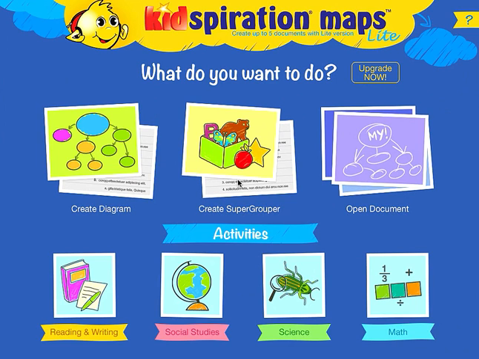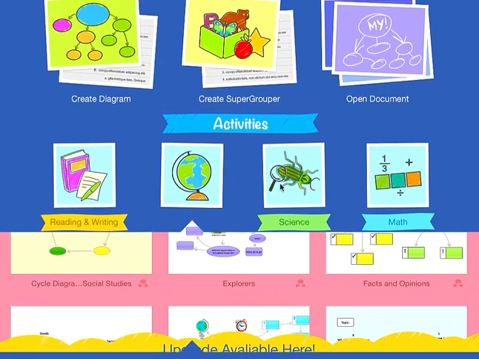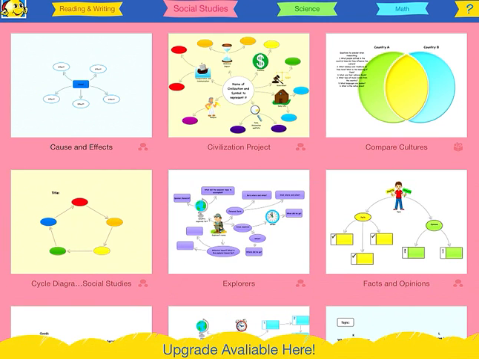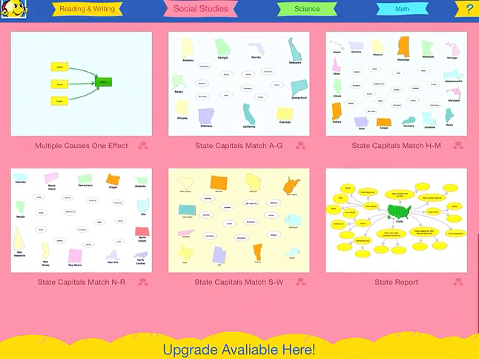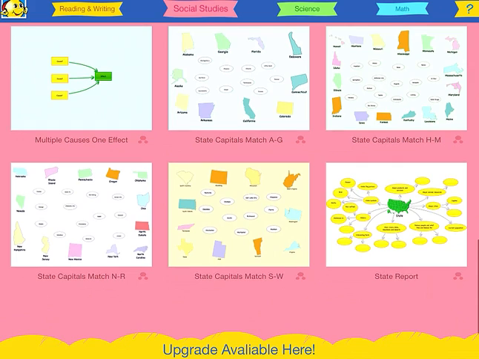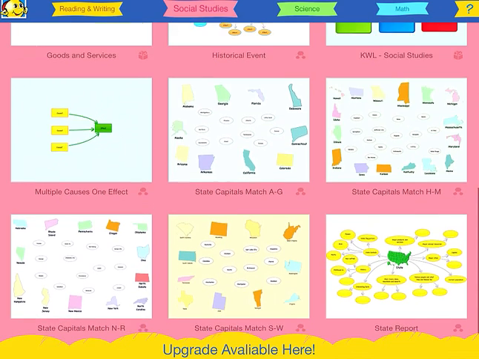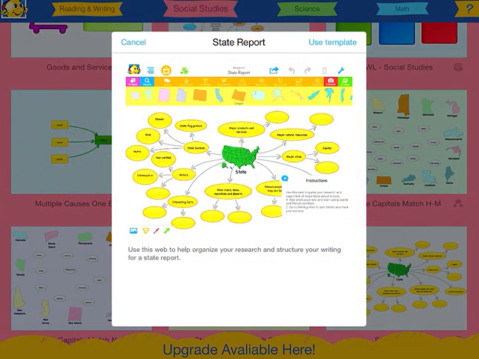The concept map that we're going to use is already created for us, and it can be found in the social studies folder, which you'll see underneath the activities banner towards the bottom of the page. So I'm going to go ahead and open the social studies folder, and it brings up a bunch of different pre-made concept maps. The one that we're going to use is all the way at the bottom. So I'm going to scroll down, and it is called State Report. You'll see it's at the bottom right hand corner. So I'm going to go ahead and open that one up.